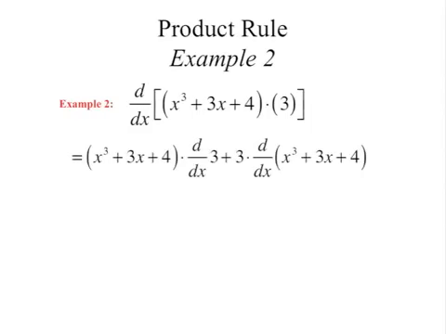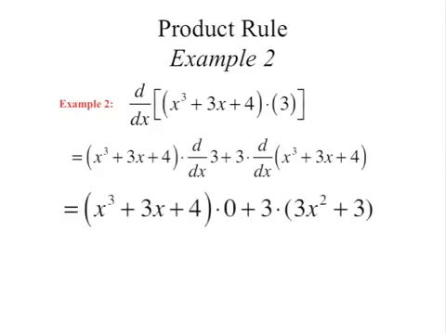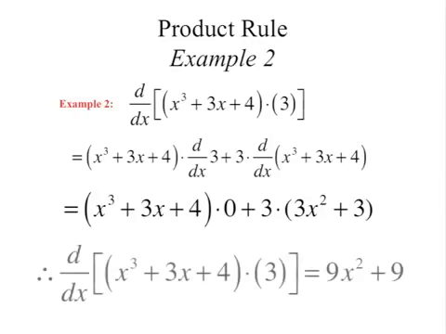So again, it's first times derivative of the second plus second times derivative of the first. And simply we know that the derivative of 3 is 0, so the left-hand side of the equation ends up going away because you're multiplying it by a 0. And the derivative of x cubed plus 3x plus 4 is simply 3x squared plus 3, because you drop down the exponent and you use the power rule and subtract 1 from the exponent. Then you simply multiply that 3 in, and you know the derivative of this function is 9x squared plus 9.